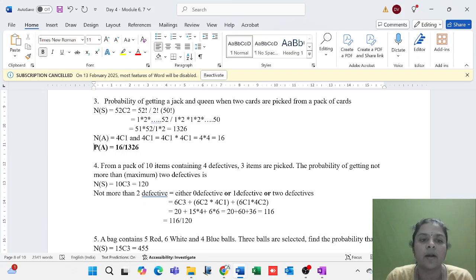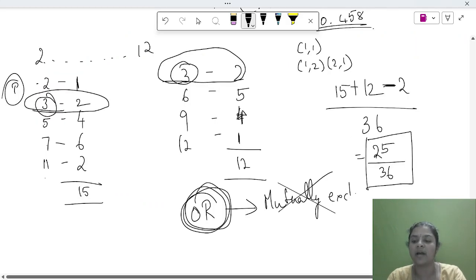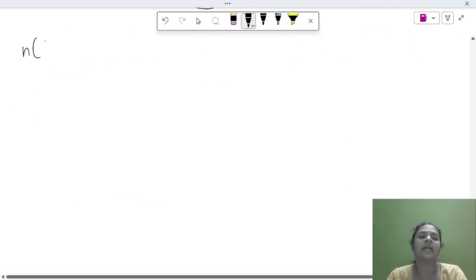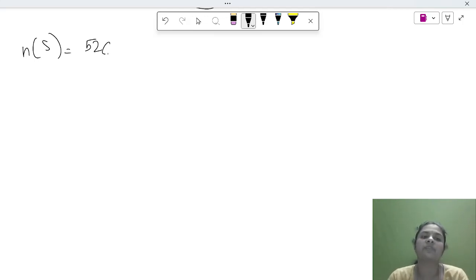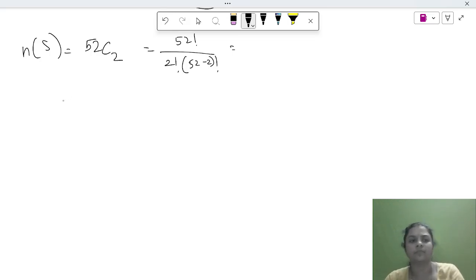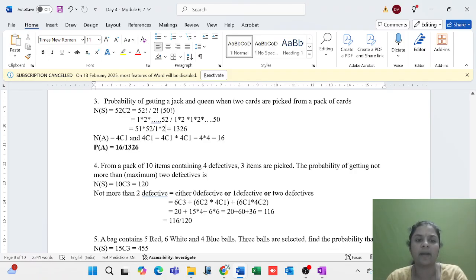Third question. Probability of getting a jack and a queen when two cards are picked from a pack of cards. Here it is a question on multiple selection, where two cards are picked from a pack of cards. So what is n of s? I am not picking one card, I am picking two cards. So selection, 52C2, the nCr combinations rule, where we will do 52 factorial divided by 2 factorial into (52 minus 2) the whole factorial.